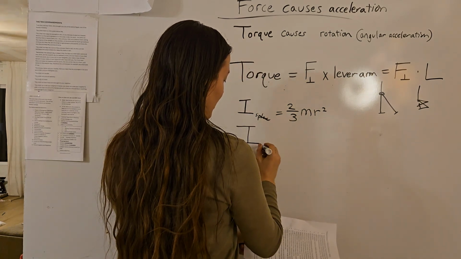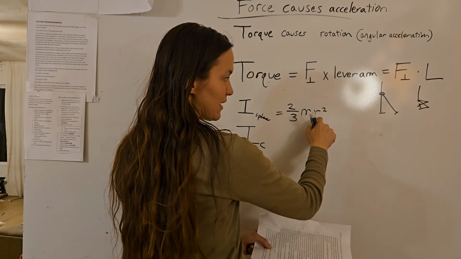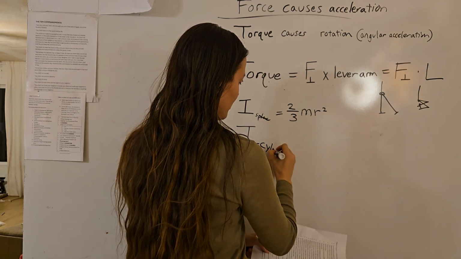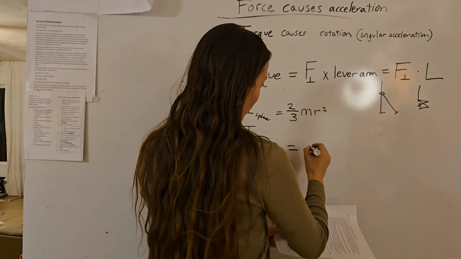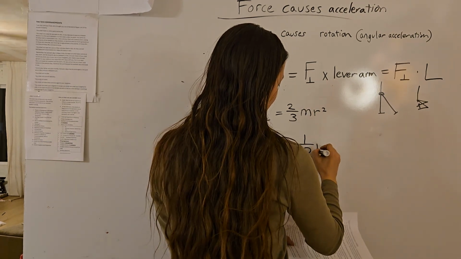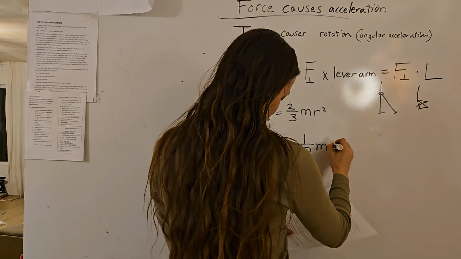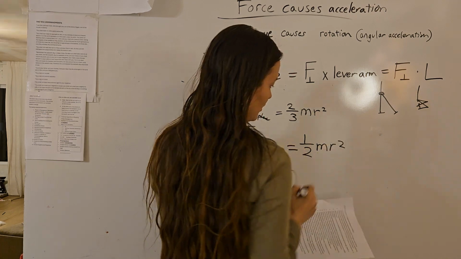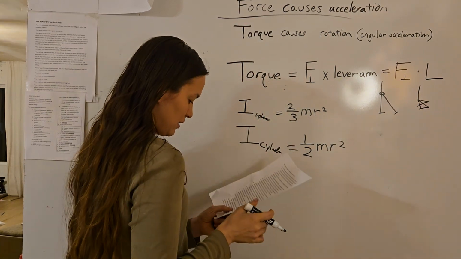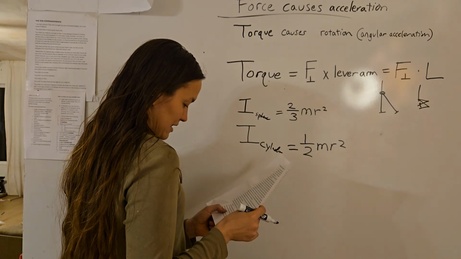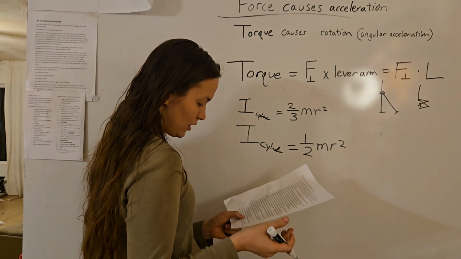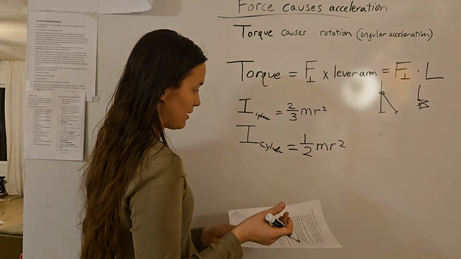The rotational inertia of a cylinder depends on the mass and the size. The rotational inertia of a cylinder will be 1/2 times the mass of that cylinder times the radius squared. A solid cylinder actually has less rotational inertia than a hollow cylinder, even if their masses are the same.